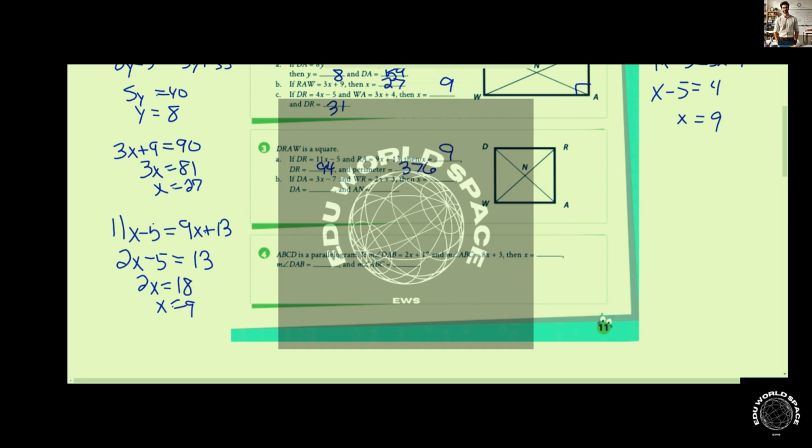DA is a diagonal, WR is a diagonal. Diagonals are congruent, so they're equal to each other. 3x minus 7 equals 2x plus 3. Subtract 2x from both sides, and x minus 7 equals 3. Add 7 to both sides, and x is 10. DA is a diagonal. When x is 10, that's 3 times 10, or 30, minus 7 is 23. AN would be half of that because the diagonals bisect each other. That's 11 and a half.